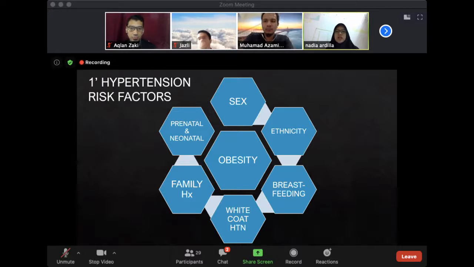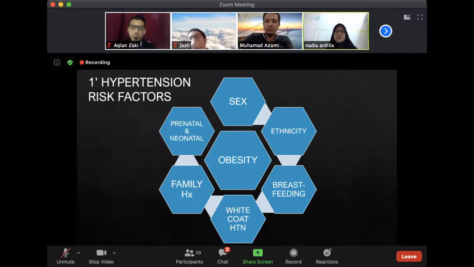As well as white coat hypertension, I think most of you know this. It is quite common in children where their blood pressure is high or elevated when they are in a medical setting, at the clinic, but their blood pressure at home is just normal. So it's usually due to their nervousness or anxiety, their worrying of going to see the doctors.